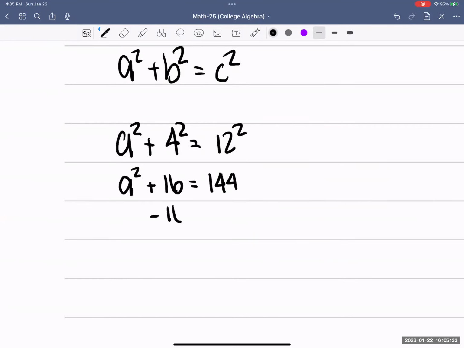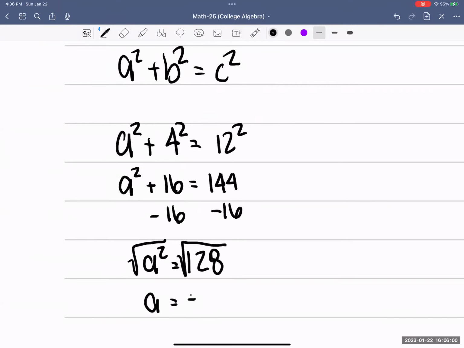We're going to subtract both sides by 16. A squared is equal to 128. And from here, we take the square root of both sides. A is equal to, normally what we would do is a plus or minus, but we don't have negative values with distances. So it's just going to be a positive.